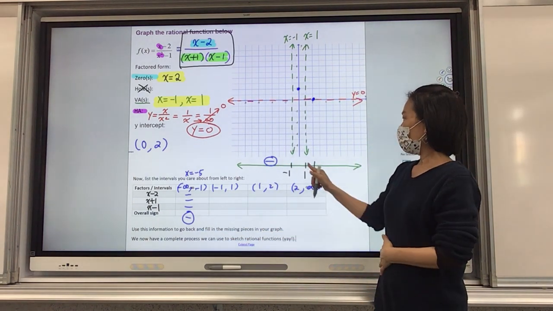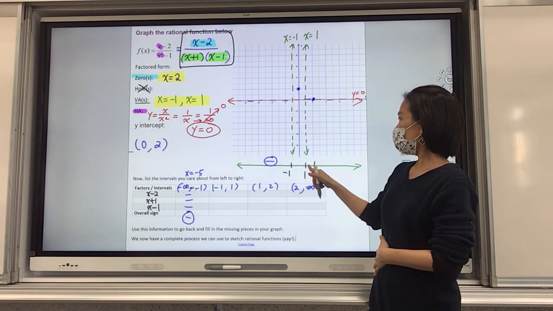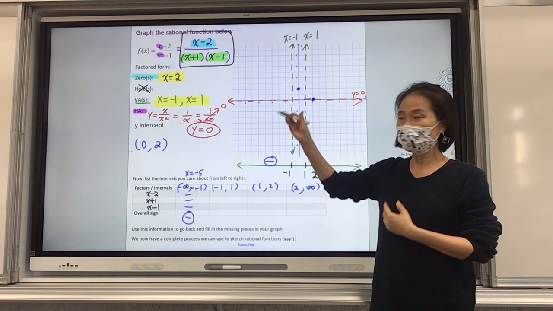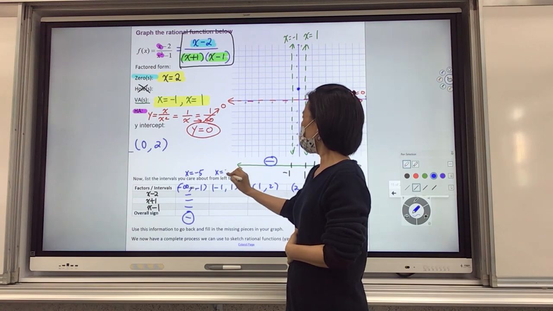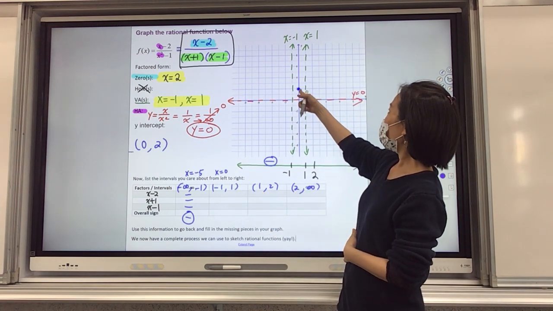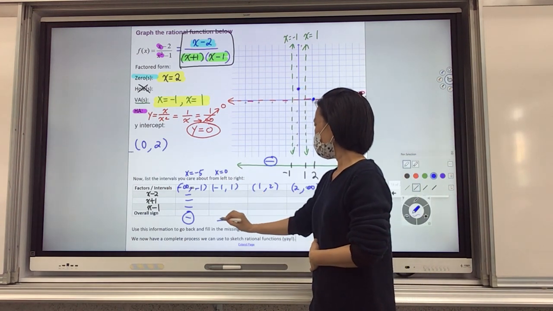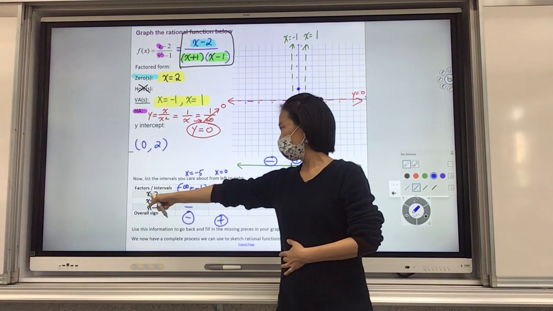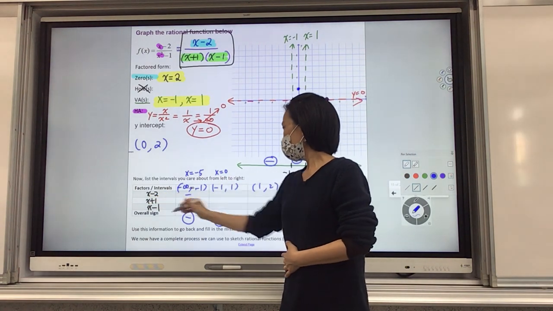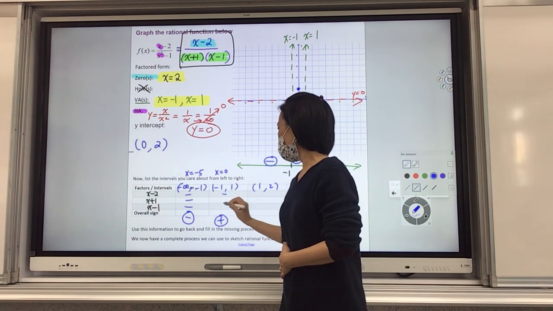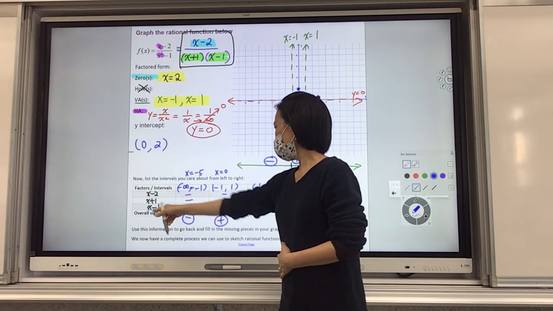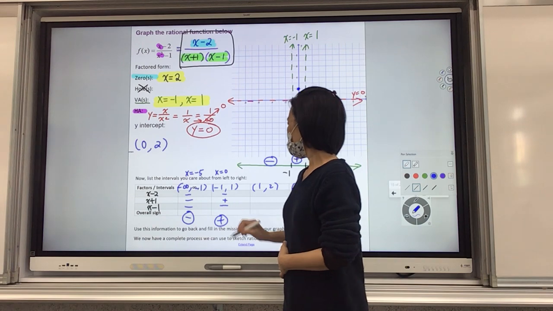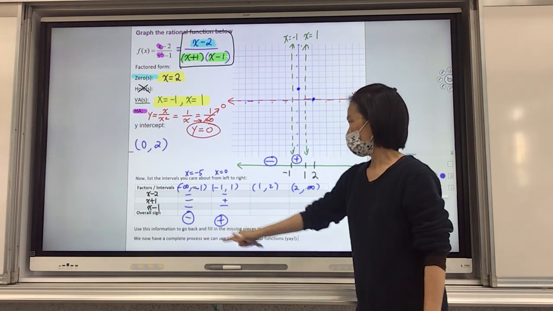Okay. From -1 to 1, I can choose 0. I already have a point that is positive, so I can just do positive here. But if you want to test, it's fine. 0 minus 2 is negative. 0 plus 1 is positive. 0 minus 1 is negative. So when you multiply, it's going to be positive.